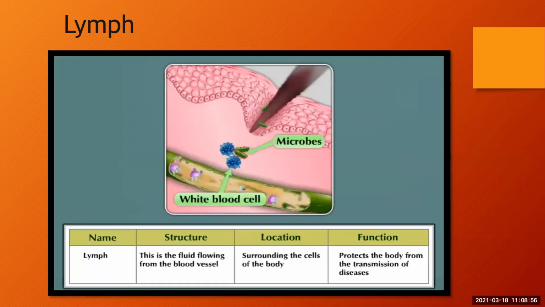The next one is lymph. The structure of lymph is that it is the fluid flowing from the blood vessel.